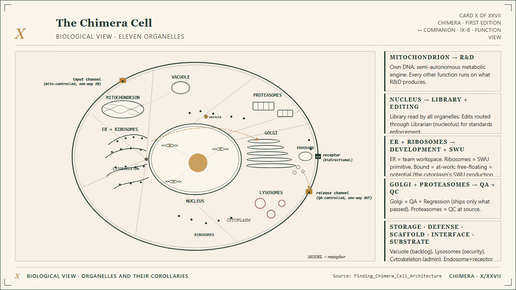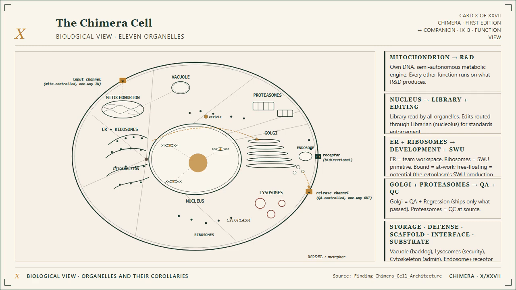2 structural details worth slowing. The vacuole sits adjacent to the mitochondrion, connected by a dotted line. This vacuole holds R&D type backlog because of its proximity to R&D. Vacuole content type is determined by which organelle it's near, not declared on the vacuole itself.